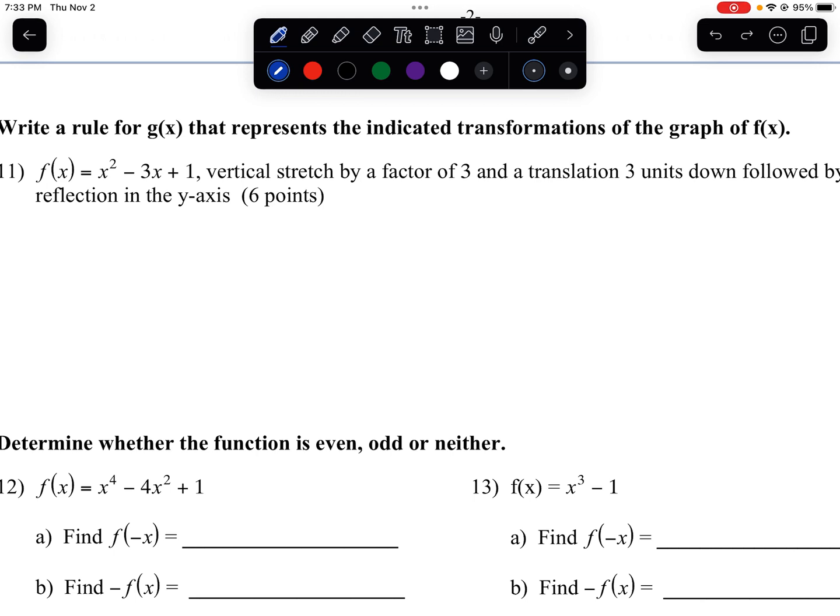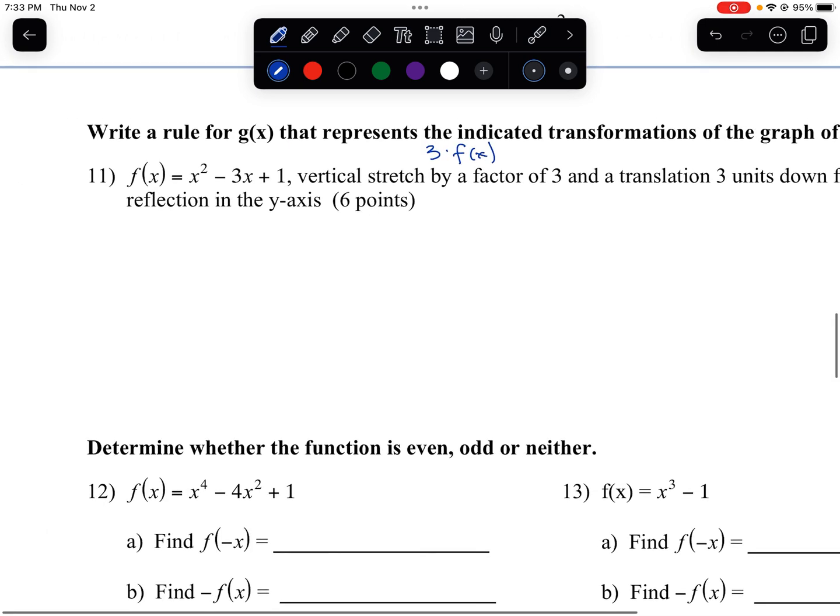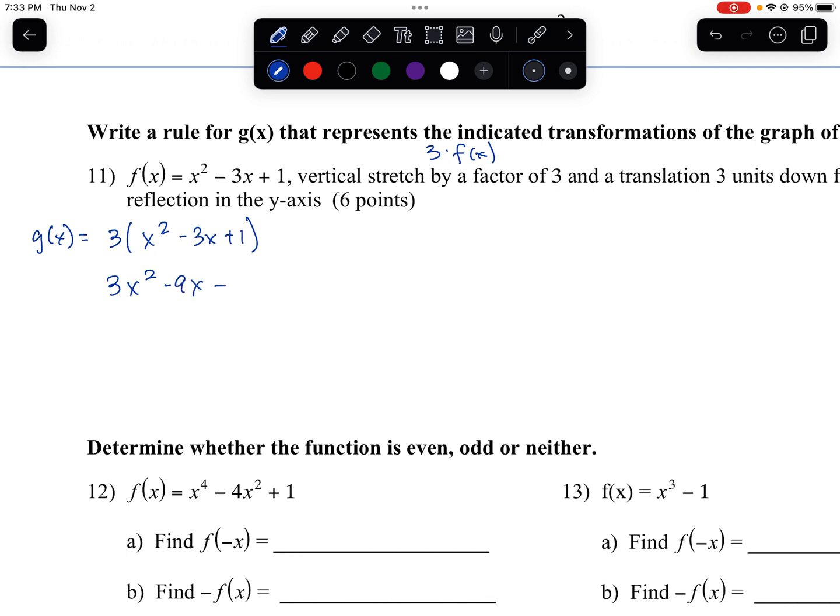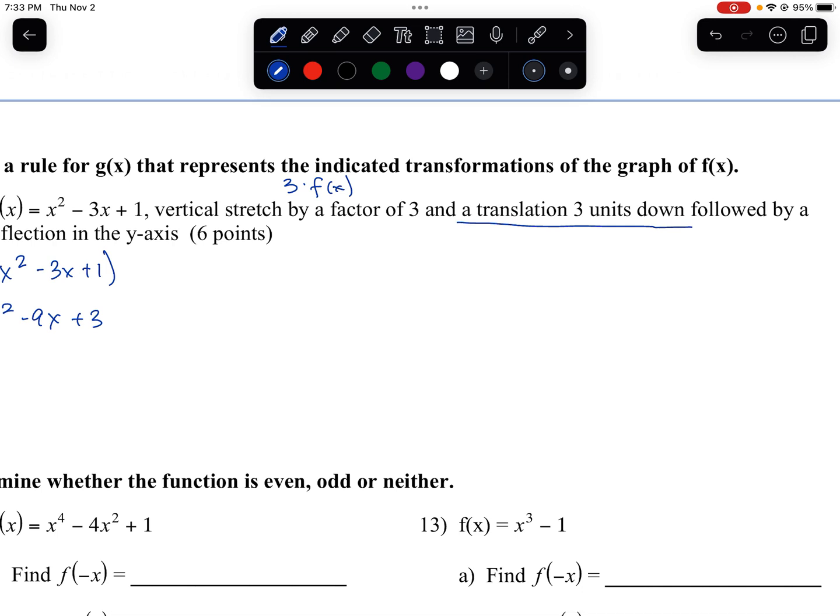So a vertical stretch by 3 is 3 times f of x. Okay, so what that means is 3 times f of x. If I were to apply that to this side of the equation, it would be 3 times f of x. So 3 times x squared, sorry, I'll write g of x here, 3 times x squared minus 3x plus 1. Then I distribute: 3x squared minus 9x plus 3. That's the first one.